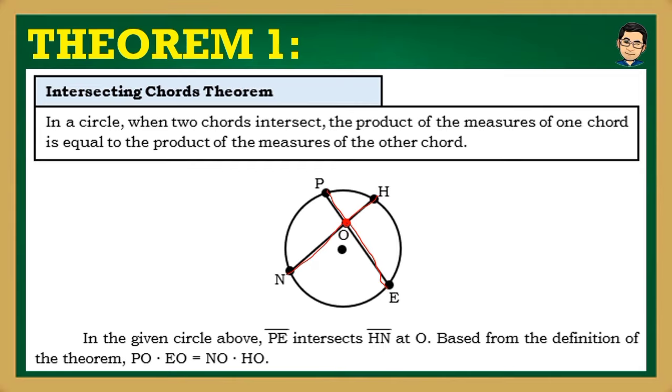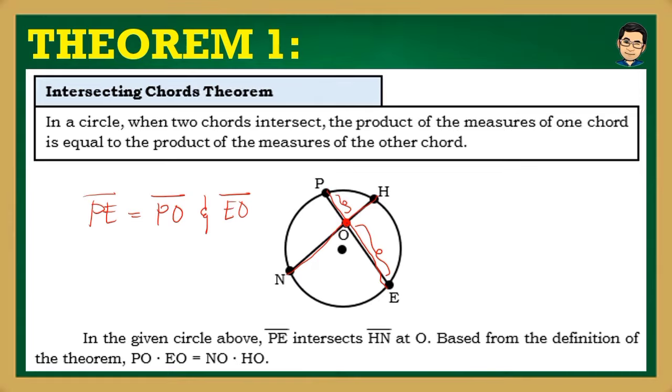Based from the definition of the theorem, PO times EO is equal to NO times HO. Okay, so ano ibig sabihin yan? Yung una po nating chord is PE. Pangalawa naman HN. And since nag-intersect sila, nahati po yung dalawang chord sa dalawang segments. So yung unang segment dun sa line segment PE is line segment PO. Yung pangalawa naman is line segment EO or OE. So ito yung PO. Ito naman yung EO.